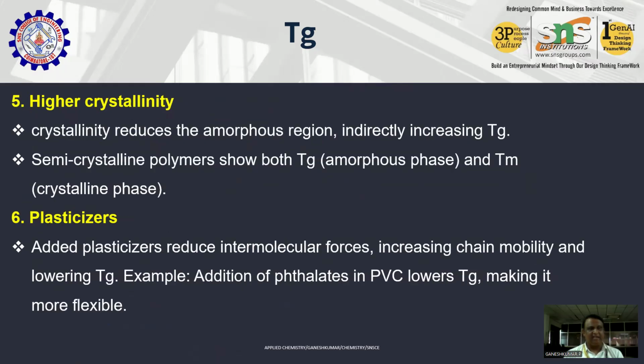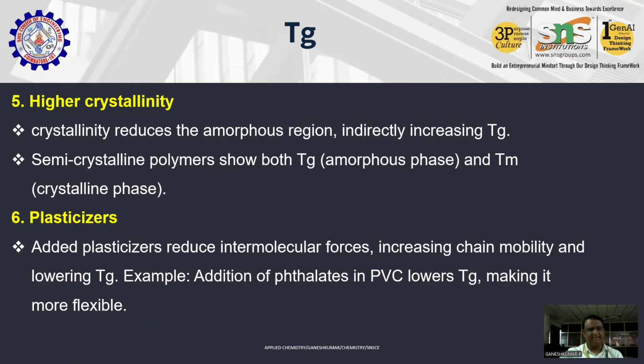So what about higher crystallinity? Crystallinity is the opposite of amorphous. Amorphous is nothing but without any structure, and crystallinity is with a certain structure. So crystallinity reduces the amorphous region, therefore it increases the TG. The amorphous will decrease the TG, crystallinity will increase the TG. Semi-crystalline polymers will have some phase transitions.